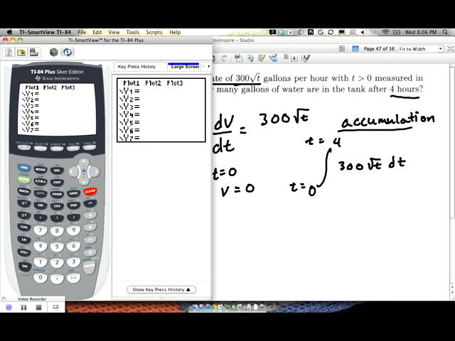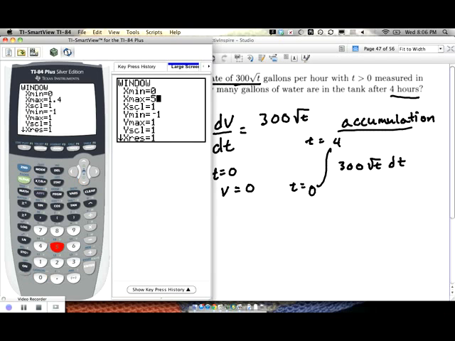So first thing I need to do is plug in the function here. I have 300, and x is going to be our variable of integration, just because it's a little bit easier. We have second, where's square root at? Square root of x. So we're going to integrate that. I need to plot this from 0 to 4, so let's go ahead and do that. Make sure my window has 0 to 4.